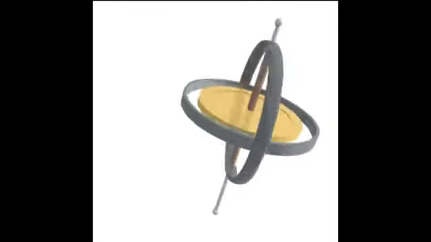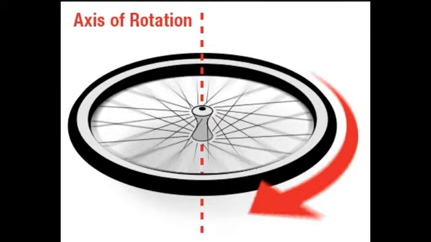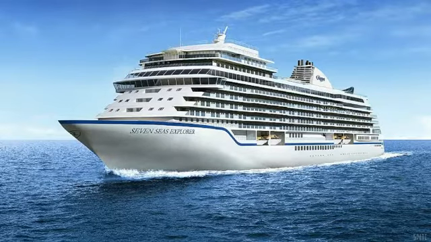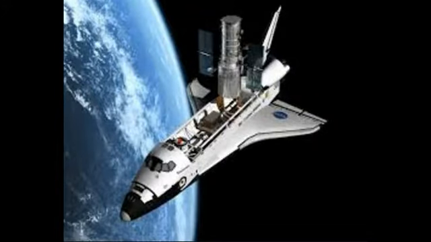Gyroscope. What is a gyroscope? A gyroscope, or gyro, is simply a spinning mass. Gyros are used in ships, aircraft, even in the space shuttle to provide orientation references.